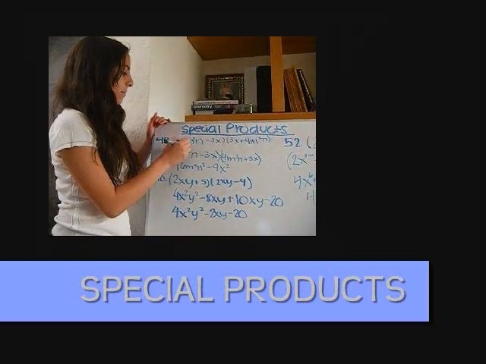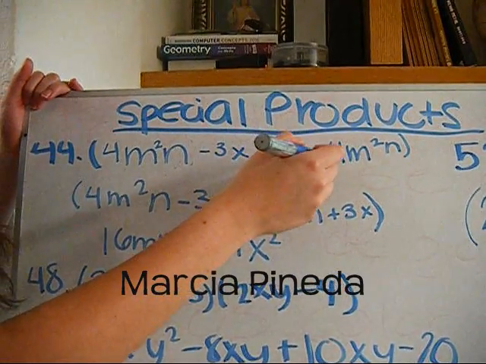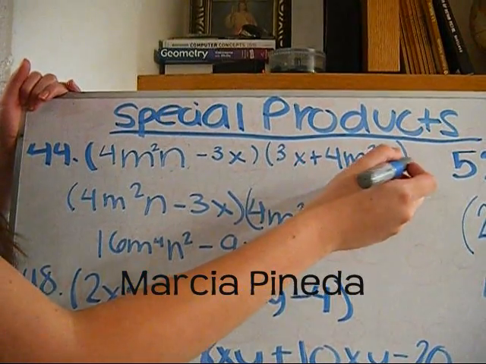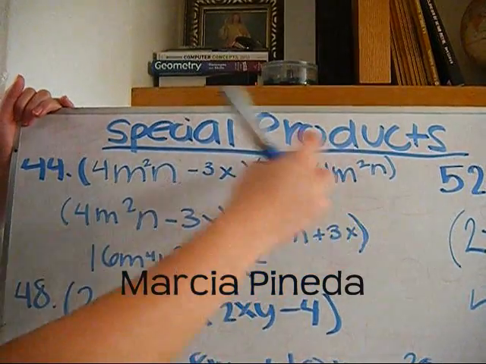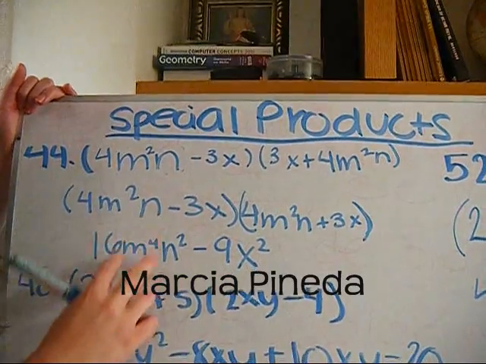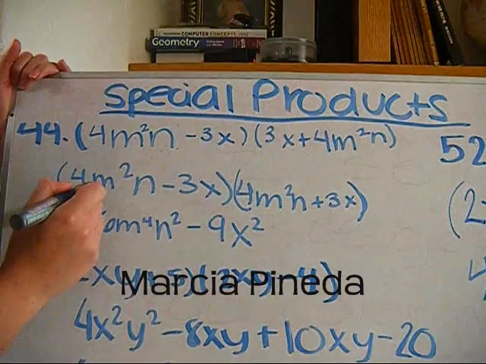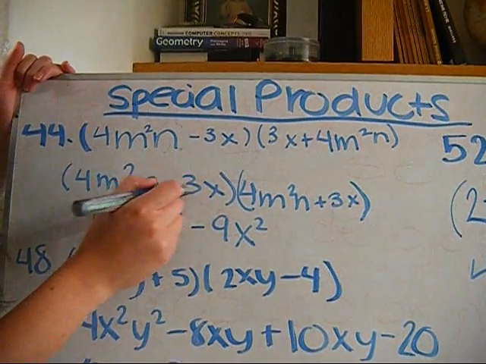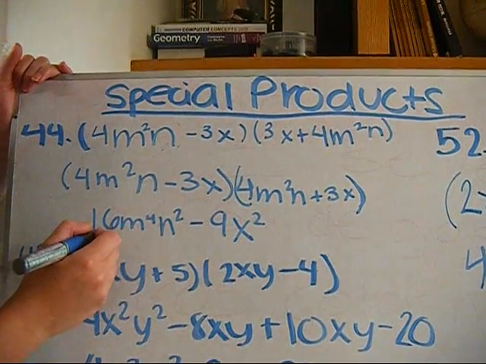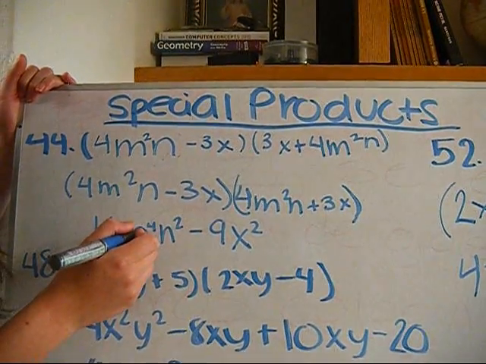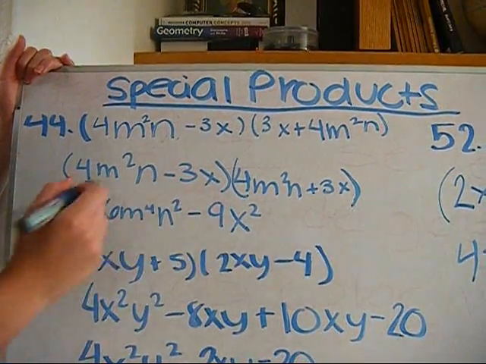Here we have 4m squared n minus 3x times 3x plus 4m squared n. And here we're going to change this number to the other side so we can multiply them and have our final answer. So in here we're going to put 4m squared n minus 3x times 4m squared n plus 3x. And we are going to have 16m to the fourth n squared minus 9x to the second. And here is our final answer.